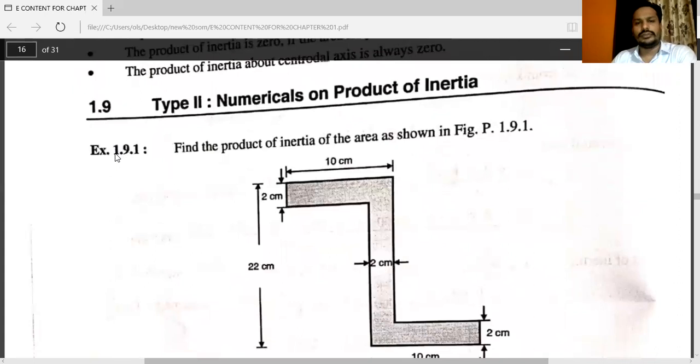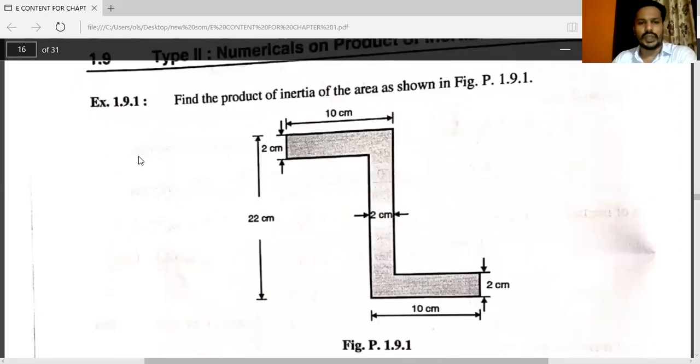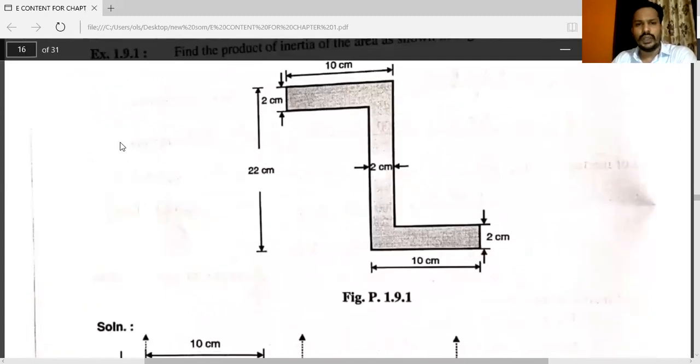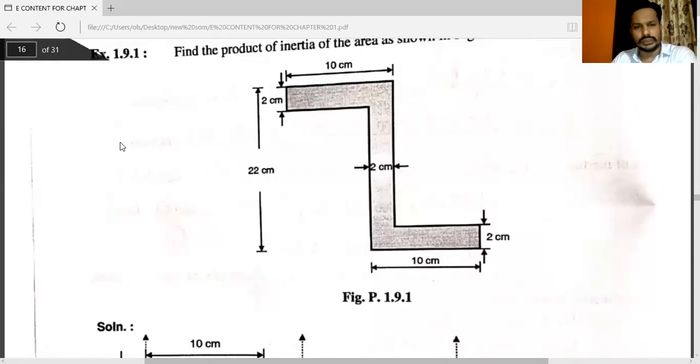Here we have one problem on product of inertia. You can see this is a Z section. The dimensions are given. Find the product of inertia of the area as shown in figure. Already we have taken L section, T section, I section, C section. Here we have one more section, that is Z section. The dimensions are given.